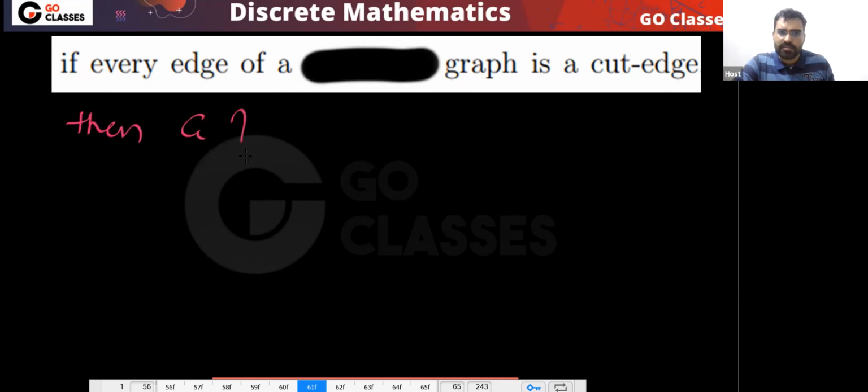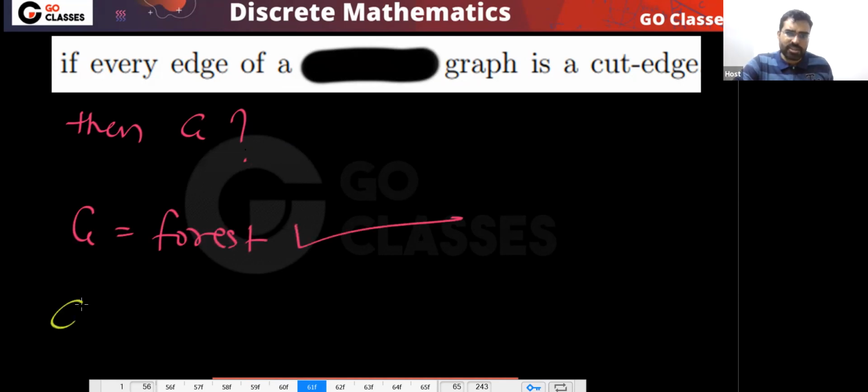Then what is this answer? Now this will become a forest. Now the answer will be forest. This answer is wrong. This will be a forest.